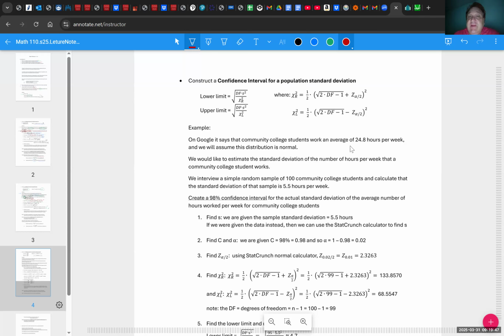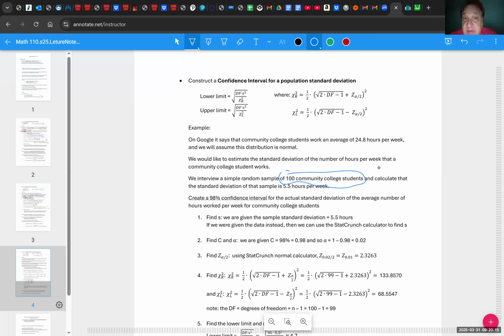So I went on Google. It says that community college students work an average of 24.8 hours per week. And let's assume that this distribution is normal. We would like to estimate the standard deviation for the number of hours per week that a community college student works. So in order to estimate the standard deviation, we interview a simple random sample of 100 community college students. So this is our sample size, 100 community college students.